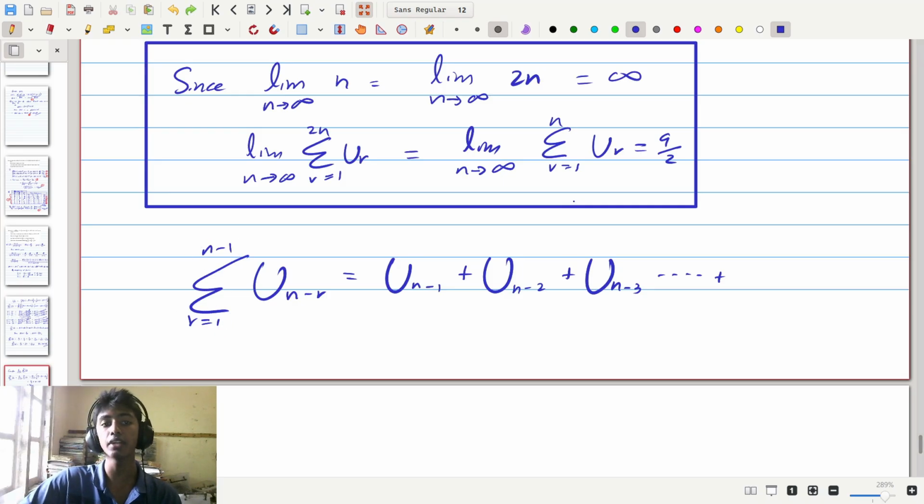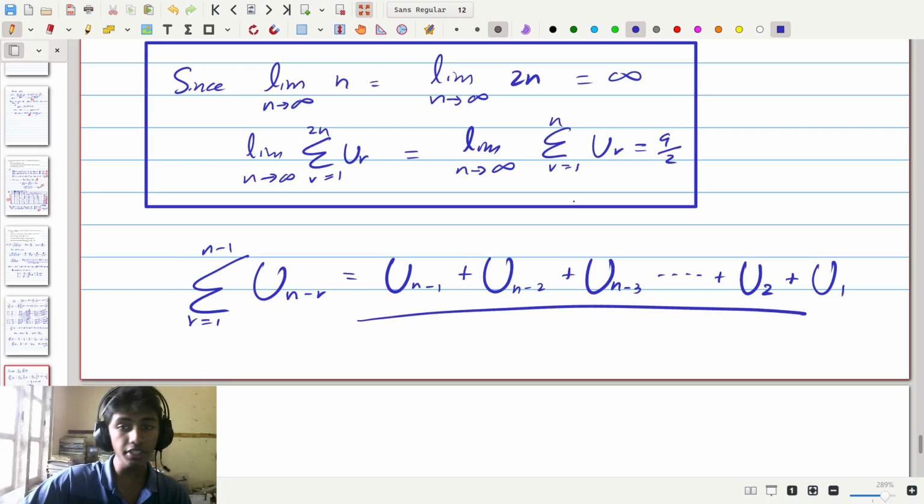until the last values. When r is equal to n minus 2, we're going to have u of n minus (n minus 2), which is n minus n plus 2, which is going to be 2, so therefore we have u of 2 here. And then finally, for r equals n minus 1, u of n minus (n minus 1) is going to be u of n minus n plus 1, which is going to be u of 1. So therefore, this sum here is equal to this.